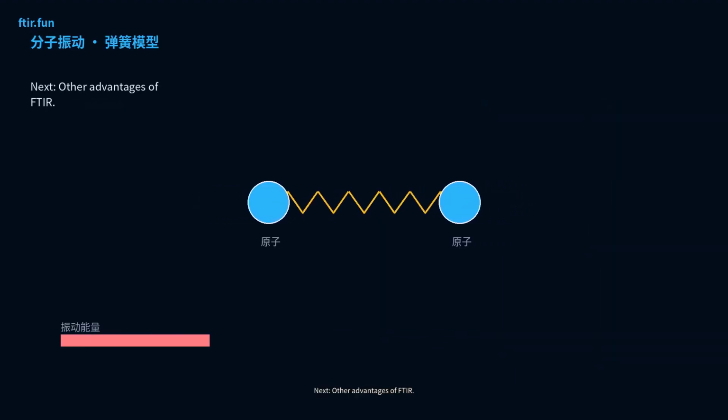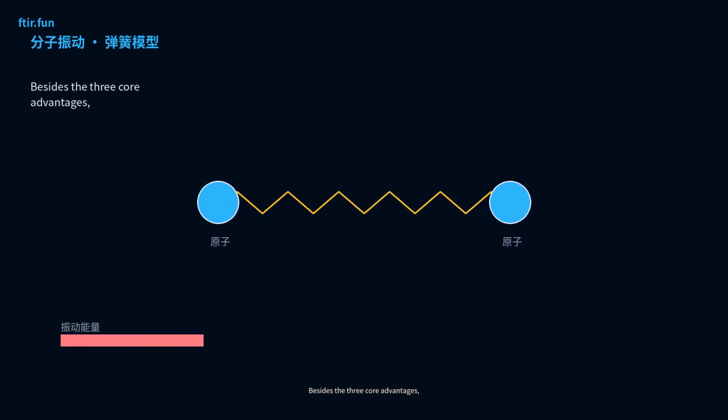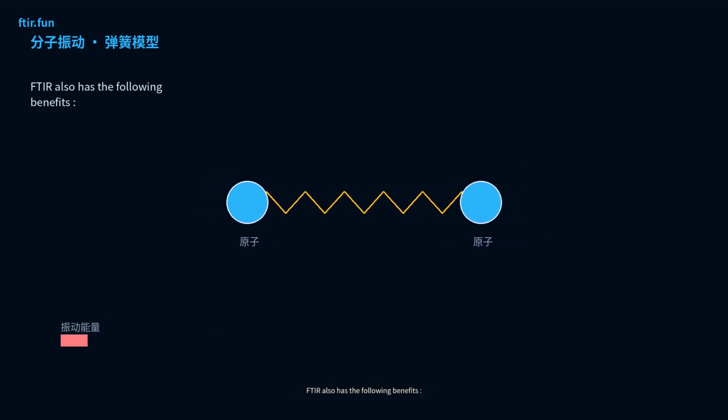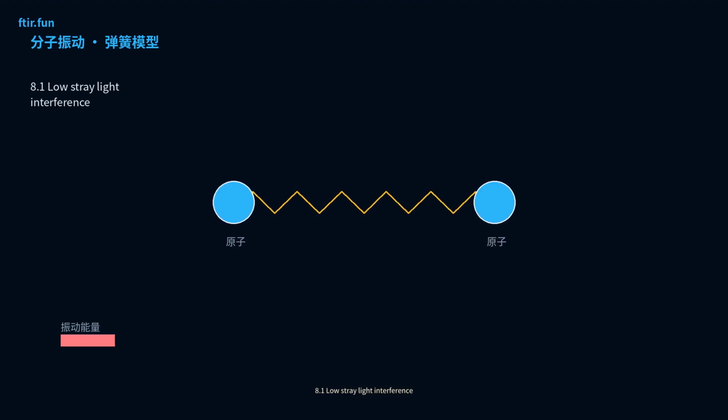Next, other advantages of FTIR. Besides the 3 core advantages, FTIR also has the following benefits. 8.1 Low stray light interference.